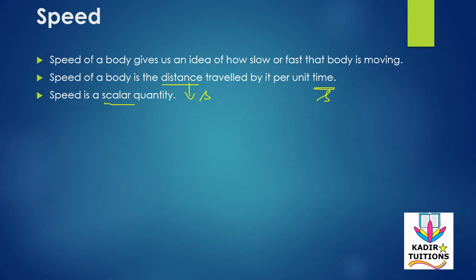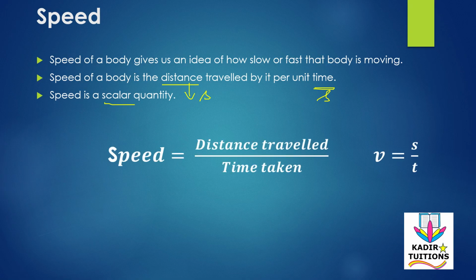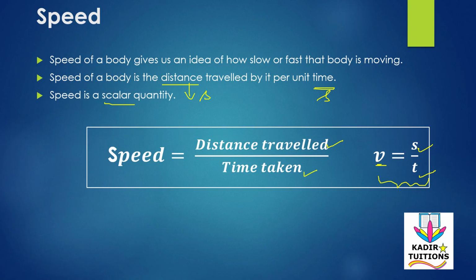Now we will define the formula for speed. The formula is distance traveled by an object divided by the total time taken for crossing this particular distance. We can define this using letters also. So speed is V, distance traveled is S, and time taken is T. Whenever speed calculation questions are there, we need to know these two criteria: one is distance traveled and another one is time taken. Using this, we can find the speed.